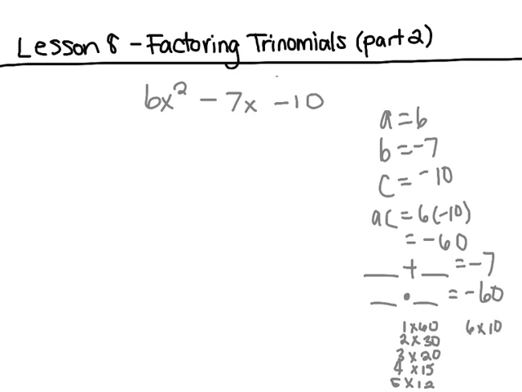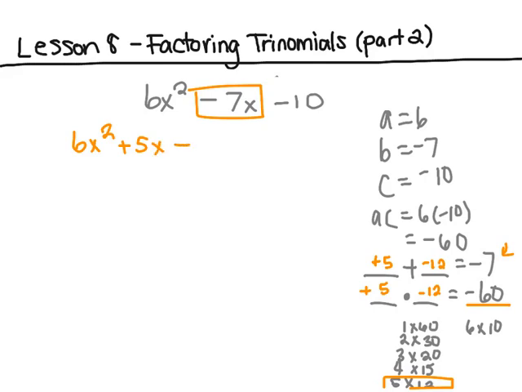So two numbers that when you subtract them from each other, we know that because this is a negative, one has to be positive and the other has to be negative. We're going to do 5 and 12. So since 12 is the bigger number, we have a positive 5 and a negative 12. Now that we've found our two numbers, we're going to split up our middle term. So we'll write 6x squared plus 5x minus 12x minus 10.